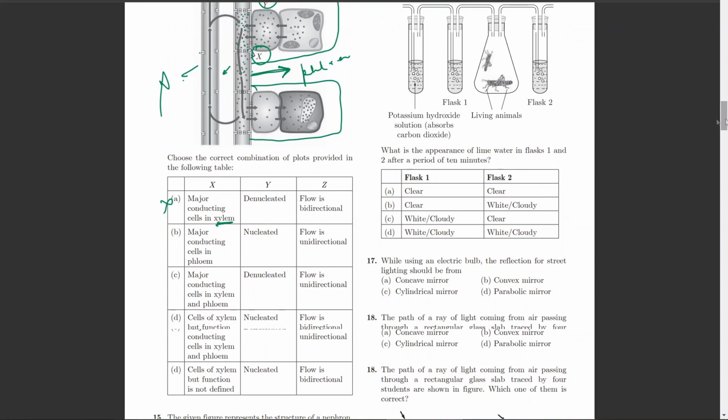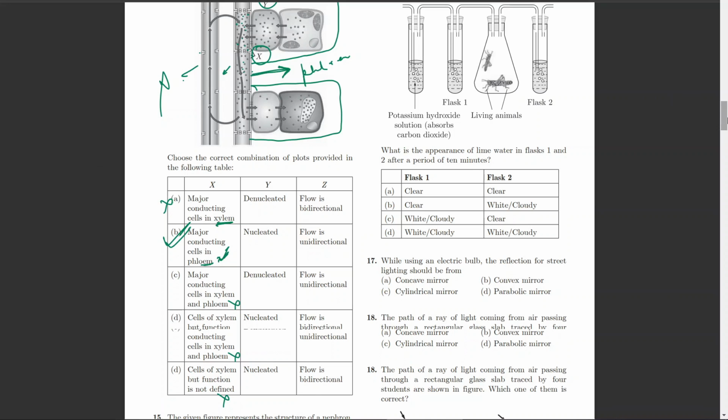Now next one is major conducting cell in phloem. Yes, it can be the answer. Major conducting cell in xylem and phloem, no. Major cells of xylem but function is not defined, no, right? So the option, it is very simple. B option is only correct because this is obviously phloem, as I've already told you.